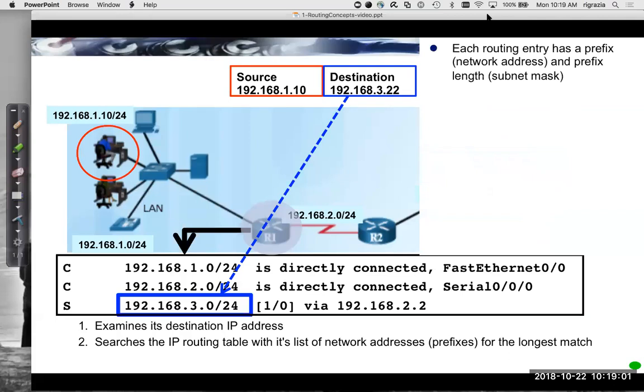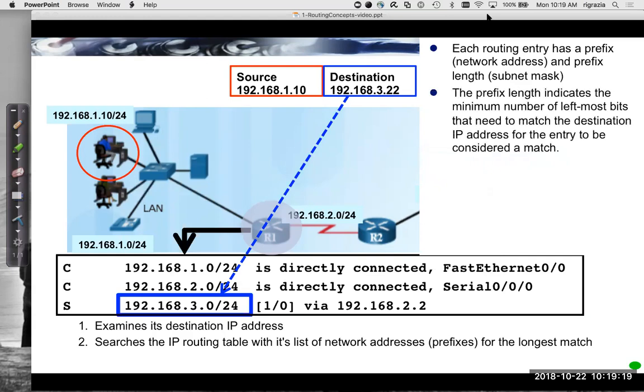Each routing entry includes both a prefix, the network address, and the prefix length, the subnet mask. In this case, 192.168.3.0/24 was the best match, also the longest match. It's that prefix length, that /24, that indicates the minimum number of leftmost bits that must match between the destination IP address and the entry. This is what is required for this entry to be a match with the destination IP address.